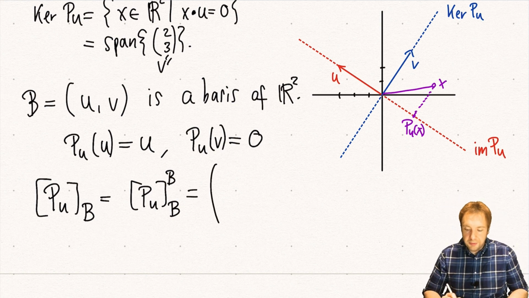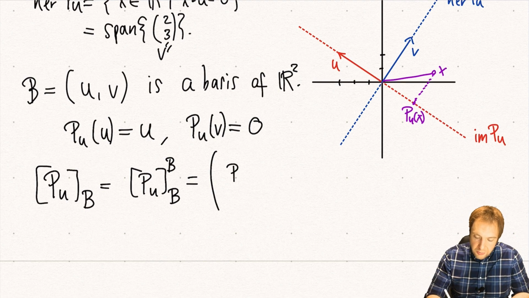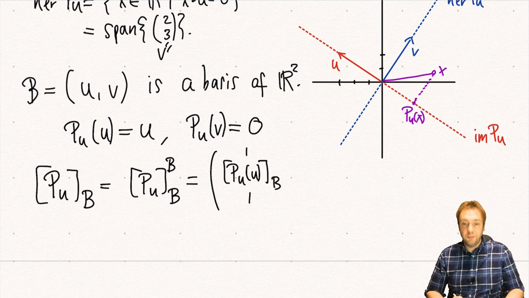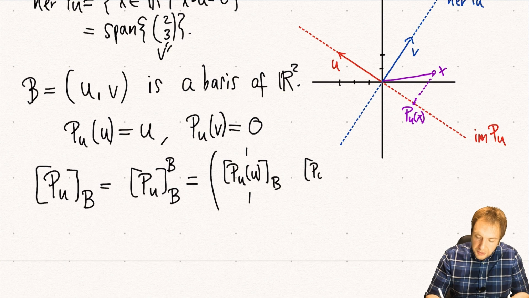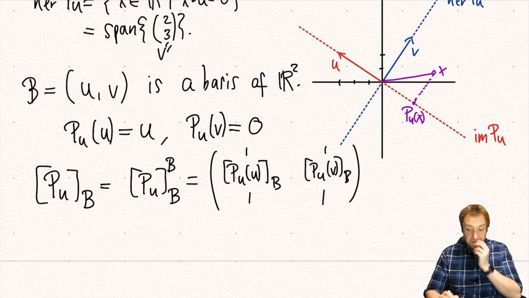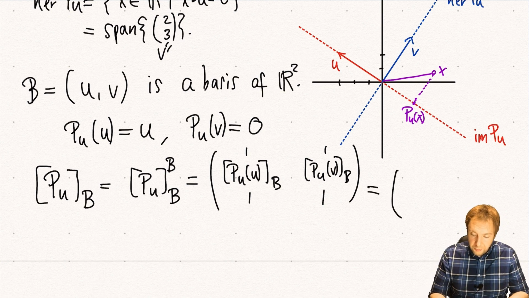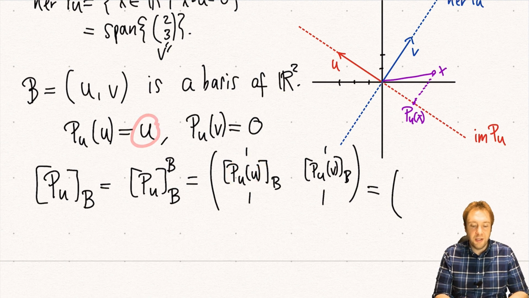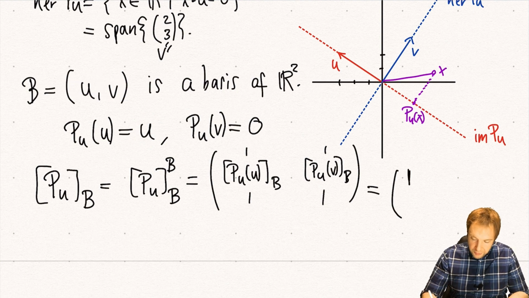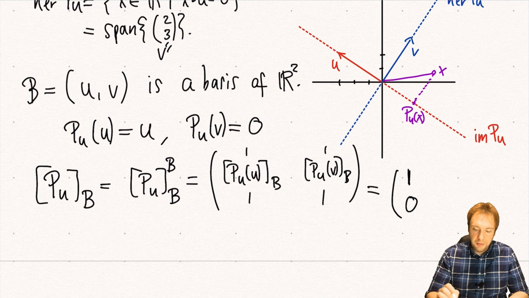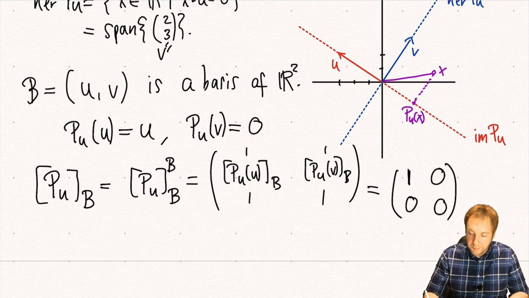So what we need to calculate is, the first column is Pu of U, and then we take the coordinate vector with respect to the basis B. And the second entry is Pu of V, and then the coordinate vector with respect to the basis B. So here, Pu of U is U, and how can I write U as a linear combination of U and V? Well, it's 1 times U plus 0 times V. And Pu of V is 0. How can I write this as a linear combination of these vectors? Well, it's 0 times U plus 0 times V.